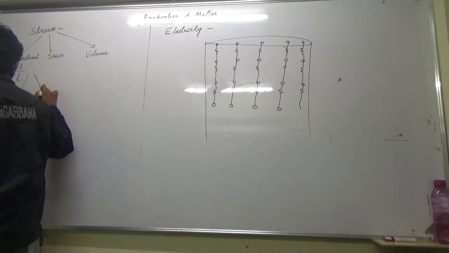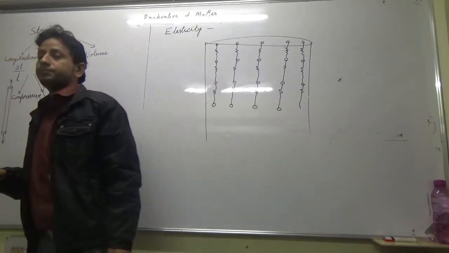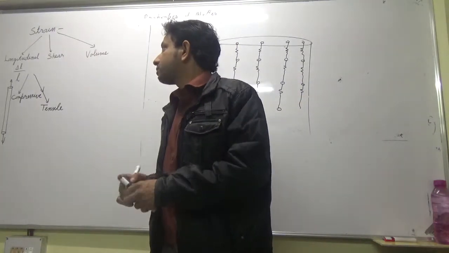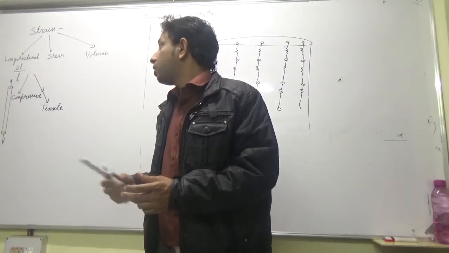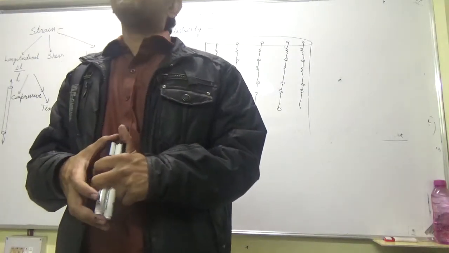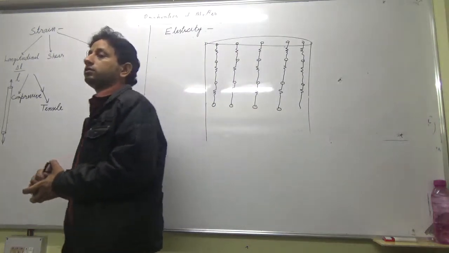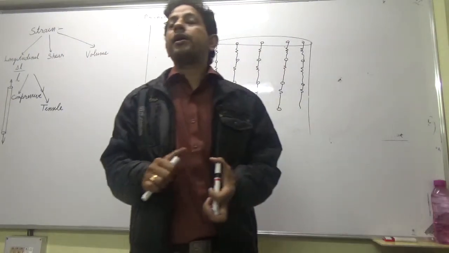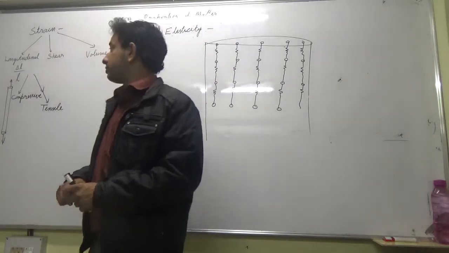Compressive strain and tensile strain. Longitudinal strains are for what kind of objects? For one dimensional objects. लिख लो इसको. Longitudinal strains are for one dimensional objects. For rod, wire, this kind of objects. Okay. Next we will see the shear strain.